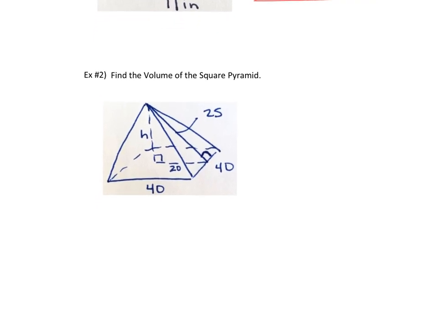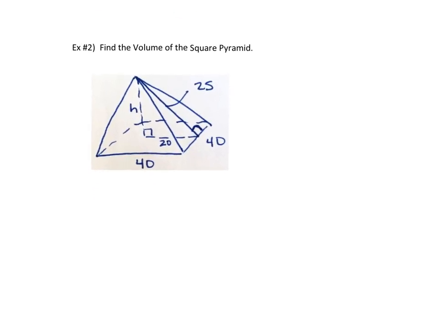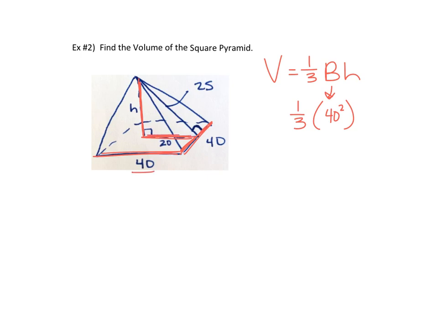Okay, this one is a little bit different now. We know we need volume to be 1/3 times the area of the base times the height, but we don't have our height, okay? But they do tell us the length of a side here and the length of a side here. So our B is going to be 40 squared, or 40 times 40. You may write it either way. We know we have the 1/3 out in front. Sometimes they'll give you this 20, other times they won't, but you always know it, because if this is 40, this piece has to be half of that, right?